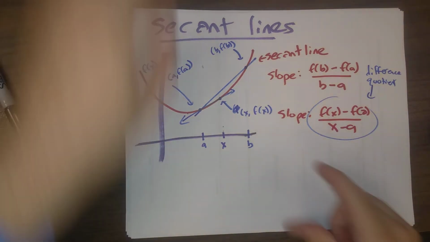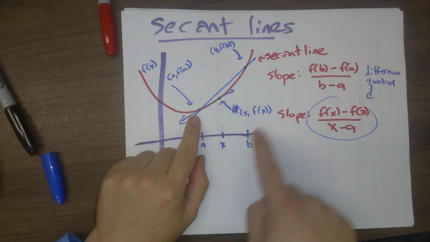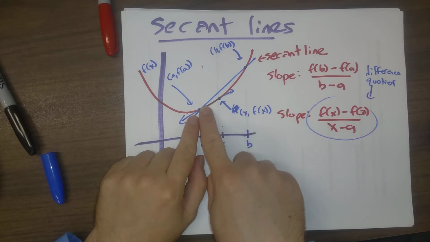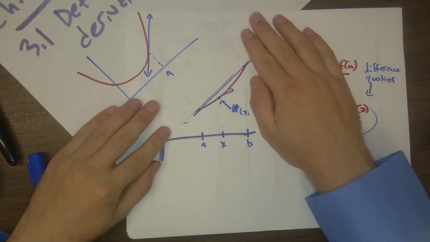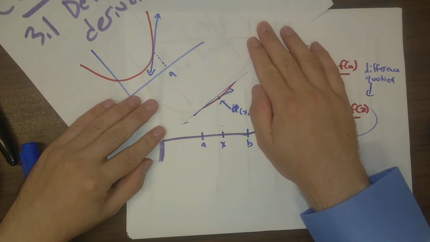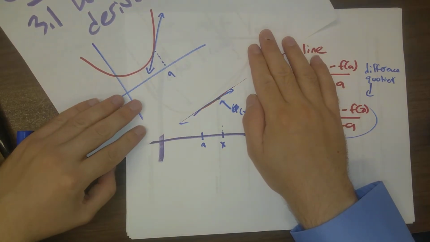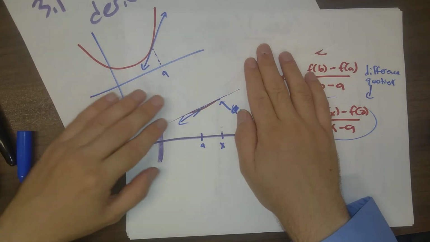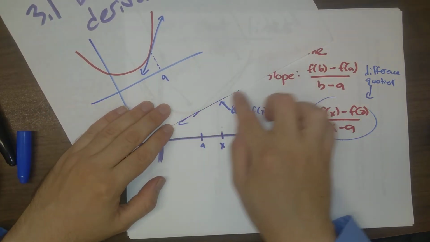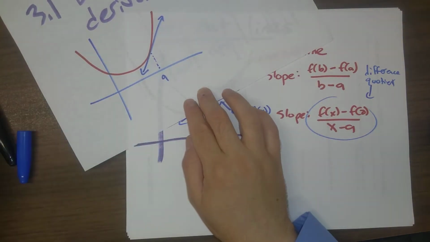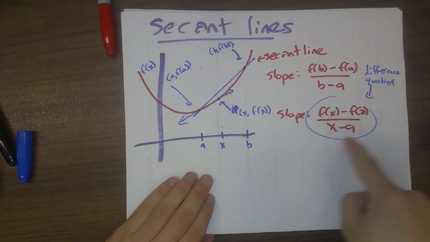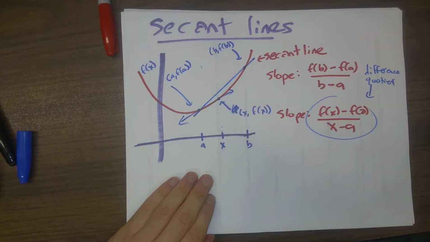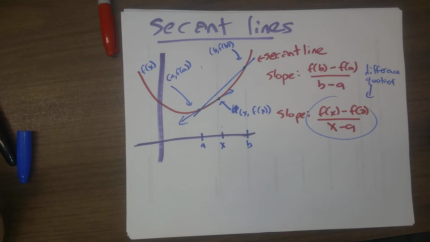As we take x to be closer and closer to a, the slope of the secant line, which is this difference quotient, is going to get closer and closer to the slope of the actual tangent line here. So we can think of this difference quotient, the slope of the secant line, as approximating the slope of the tangent line.